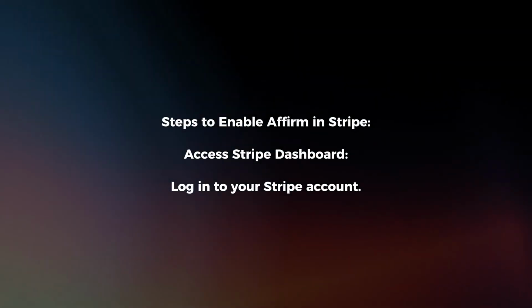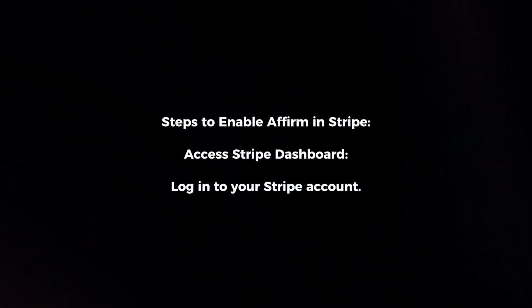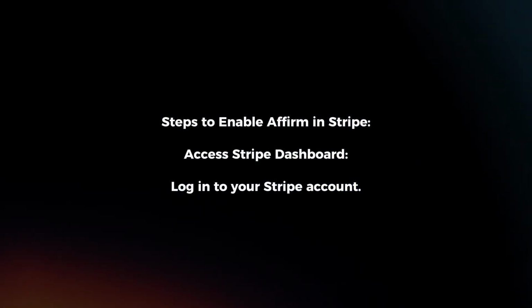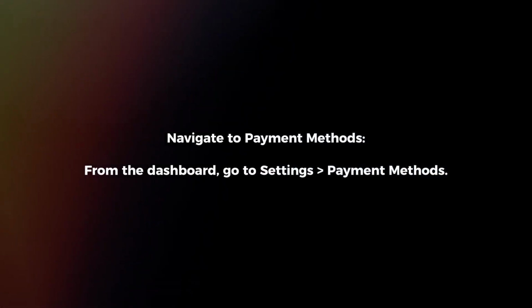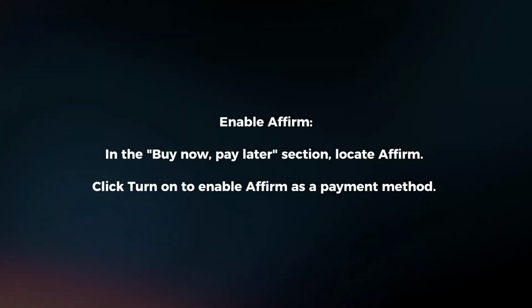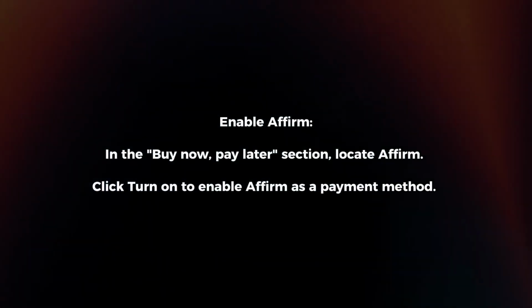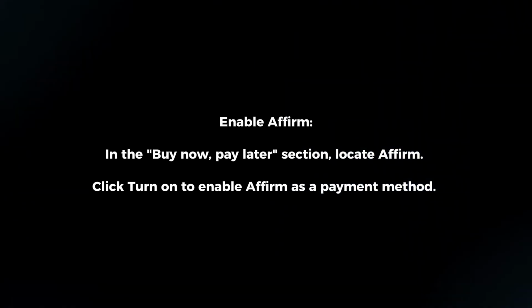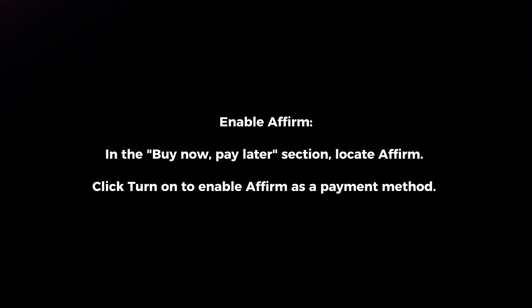Steps to enable Affirm in Stripe: access Stripe dashboard. Log into your Stripe account. Navigate to payment methods. From the dashboard, go to Settings, Payment Methods. Enable Affirm. In the Buy Now, Pay Later section, locate Affirm. Click Turn on to enable Affirm as a payment method.